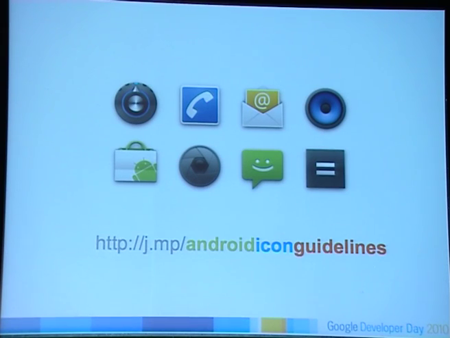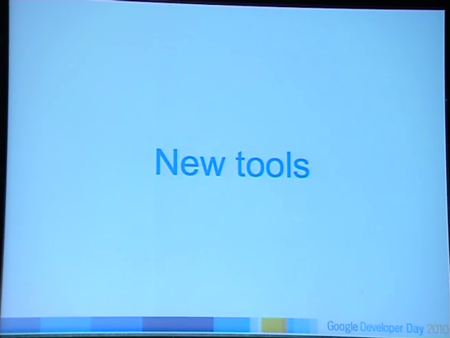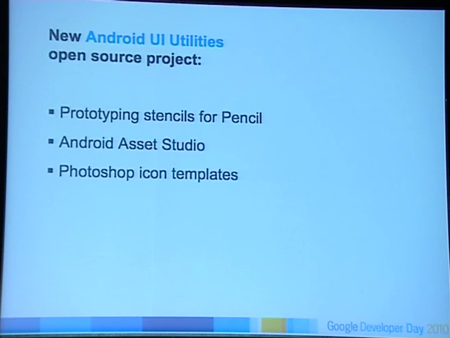We'll jump over these, but a very quick point: follow the icon guidelines if possible. We have some tools that actually make this incredibly easy. Let's talk about them now. So we recently open sourced this project called the Android UI Utilities Project. It's currently a set of 3 things. First is a set of stencils for the Pencil for Firefox tool, which is a prototyping tool, like I said earlier.